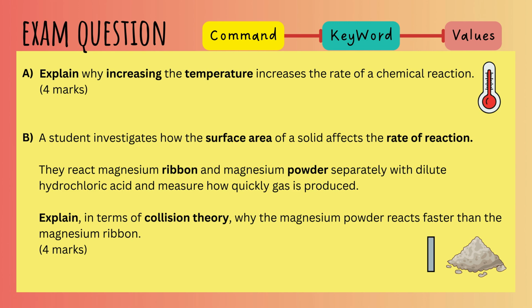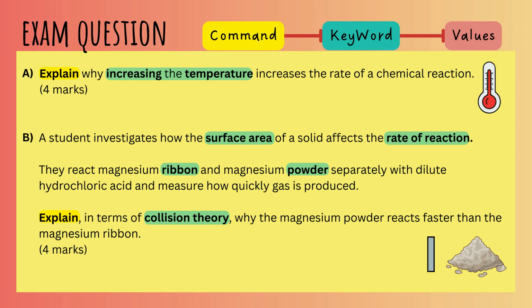Alright, so let's crack on with the exam question. I have 2 extended questions for you this time, worded slightly differently. Don't forget to read your question carefully, and if it helps, you can highlight the command words and keywords. There are no numerical values in this one. Question A. Explain why increasing the temperature increases the rate of a chemical reaction.